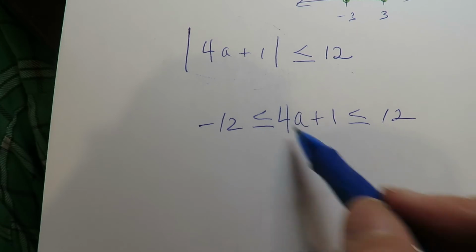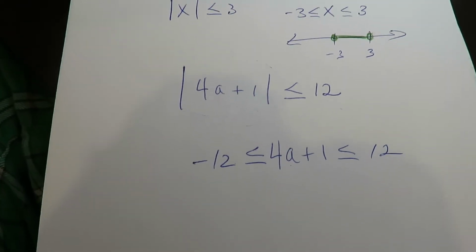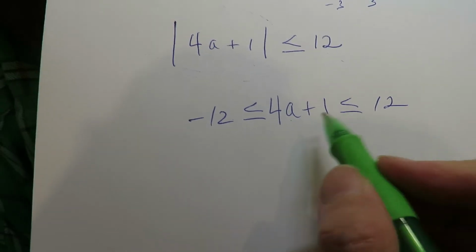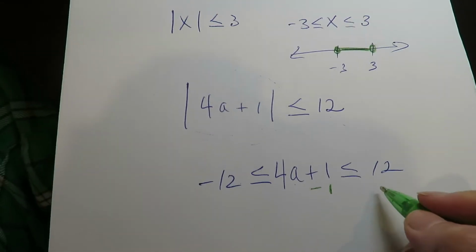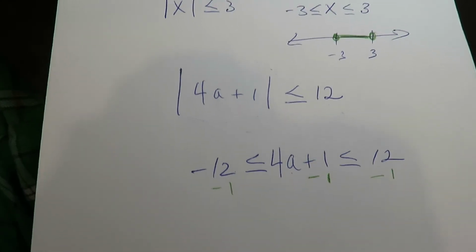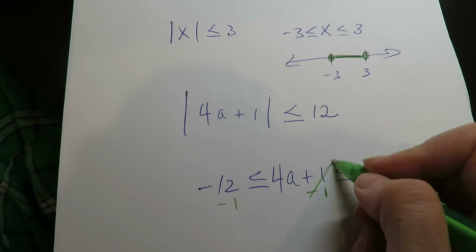There are a couple of steps here to get this a by itself. Since there are 3 parts to this, you have to be fair. You have to be fair to everybody. So if I take away 1 from the middle, I have to take 1 away from the left and the right. What you do to one piece, you have to do to all 3. All right, so that gets rid of that guy.